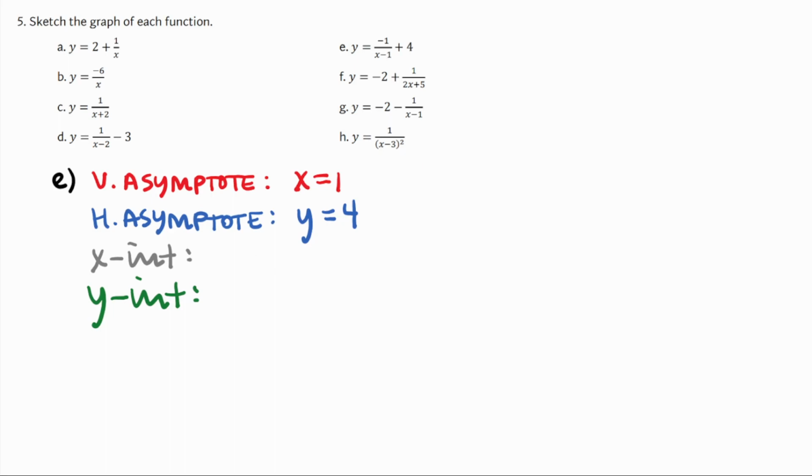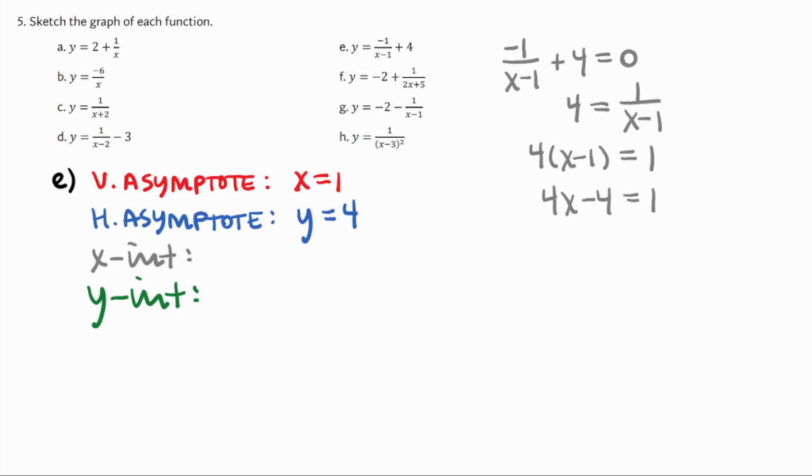Okay, the x-intercept is where I've got negative 1 over x minus 1 plus 4 equaling 0. Maybe I'll add one of those fractions to both sides. Add 1 over x minus 1 to both sides and see that 4 equals 1 over x minus 1. Then I'll multiply both sides by x minus 1. Distribute. Add 4. Wait. Add 4 to 1, get 5, not 4. Divide by 4, and I get 5 fourths, 5 quarters, that's 1.25. I might stick with decimals this time. So 1.25, and y is 0.